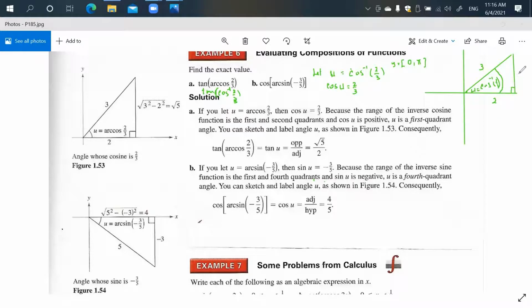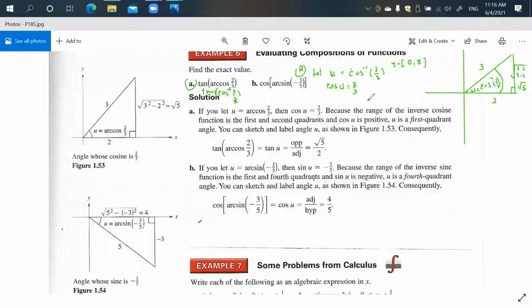So then this side is going to be what? It's going to be the square root of 3 squared minus 2 squared. It comes out to 9 minus 4, so we have square root 5 here. This is the Pythagorean theorem, right? Now that you have this triangle, you can start to find the answer. Right now we do question A, everyone, question A here.